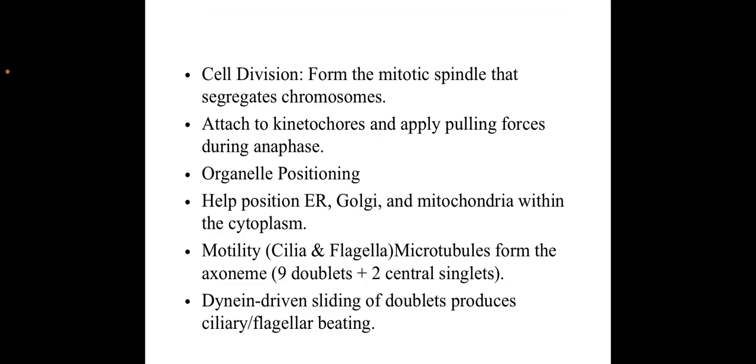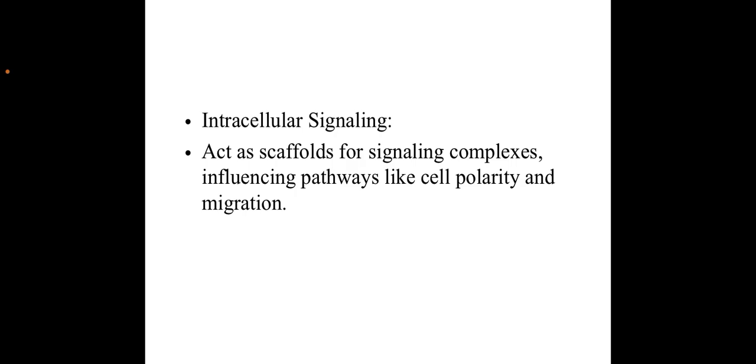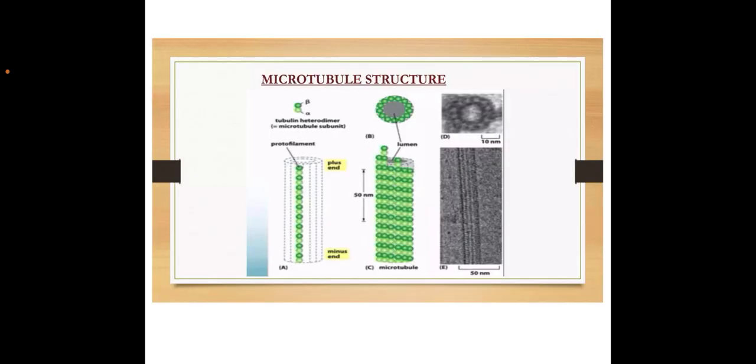And they also provide motility, as in cilia and flagella. Microtubules form the axoneme, which is a structure composed of 9 doublets plus 2 central singlets. Dynein-driven sliding of doublets produces ciliary and flagellar beating. They also provide intracellular signaling, acting as scaffolds for signaling complexes influencing pathways like cell polarity and migration.